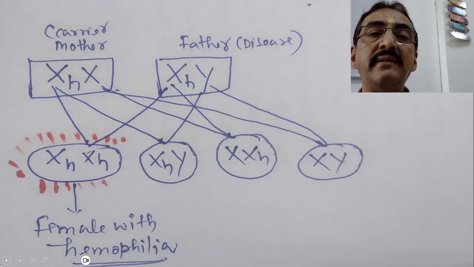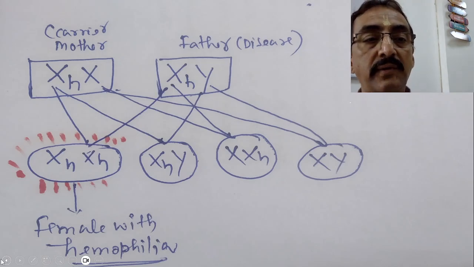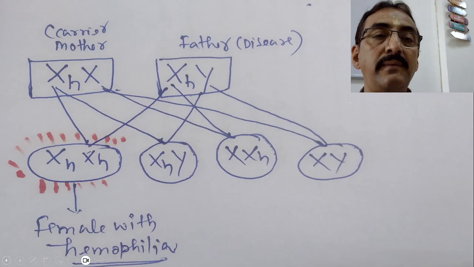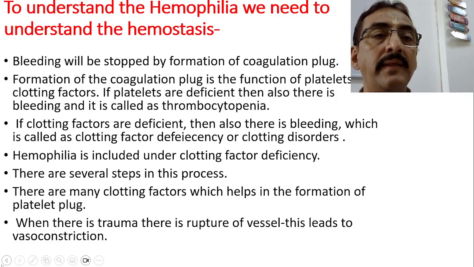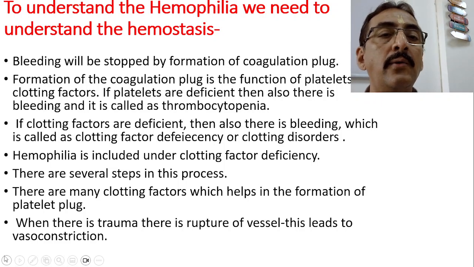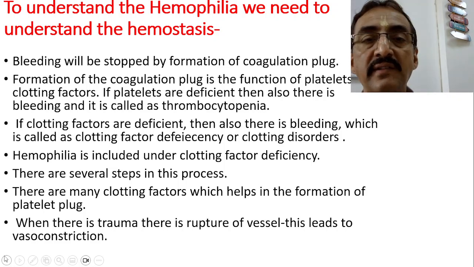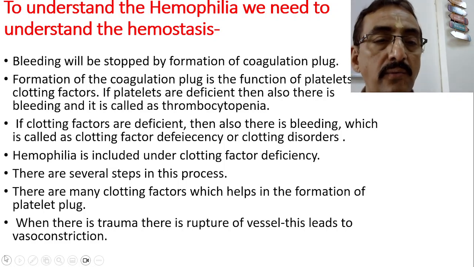This is a carrier mother and this is the father. The father is having the disease and the mother is in the carrier stage. So this is the possibility. Here the female is affected. To understand hemophilia, we need to understand hemostasis. Why this happens, the total pathology of this hemophilia, we will discuss in the next class. Thank you very much.